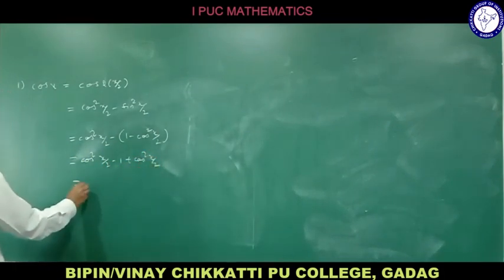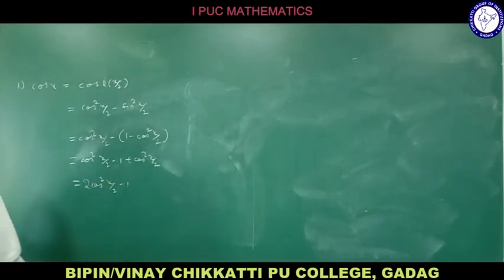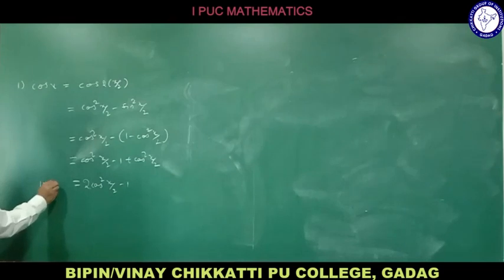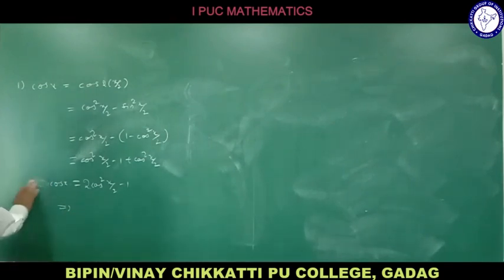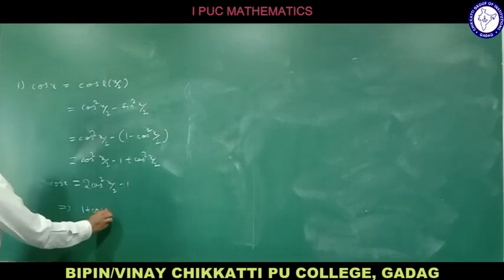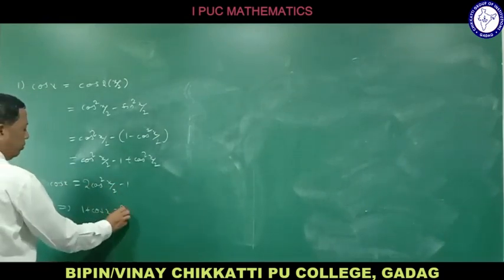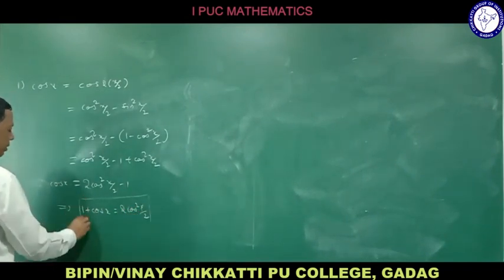So what is the result? You can see 2 cos square x by 2 minus 1, which equals cos x. So 1 plus cos x is equal to 2 cos square x by 2. But remember, this is a very important formula that I have to tell now. This is one important formula we have taken.